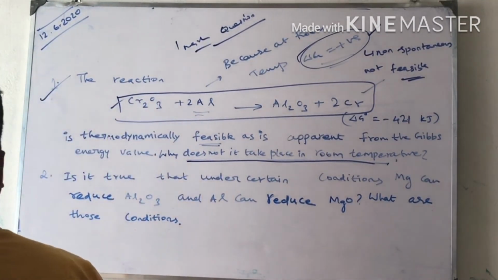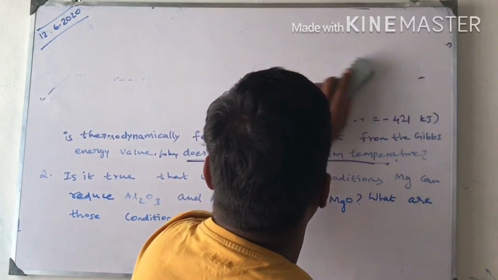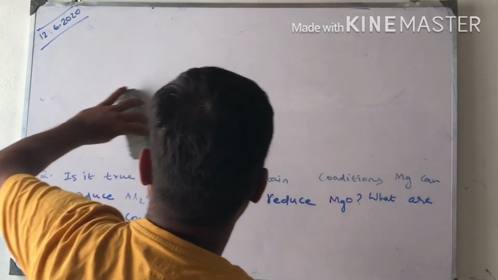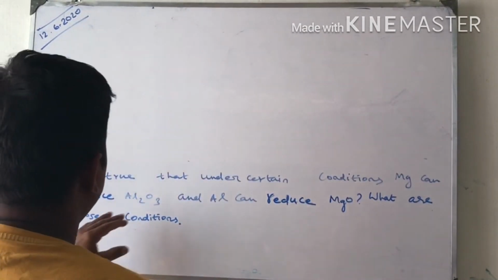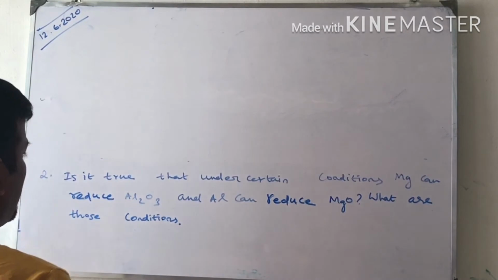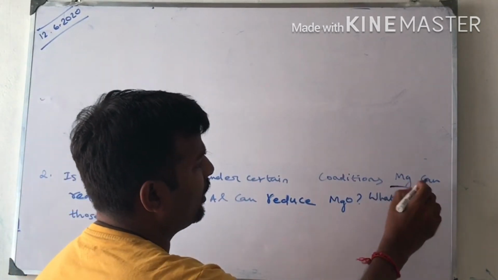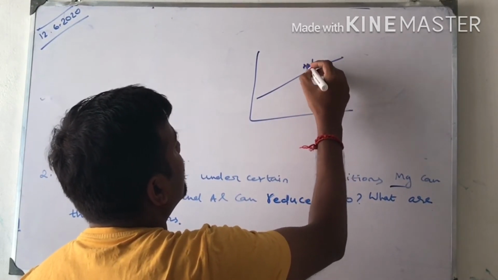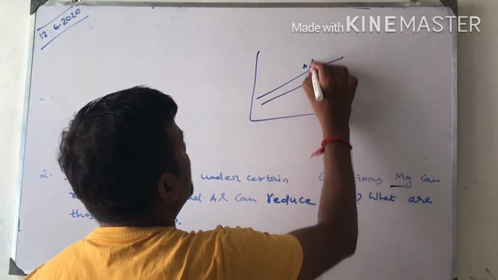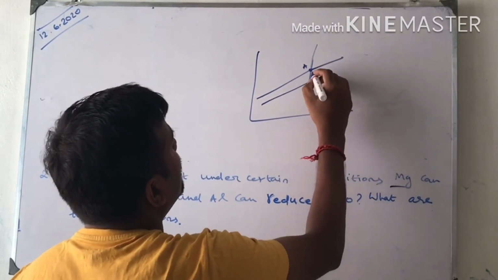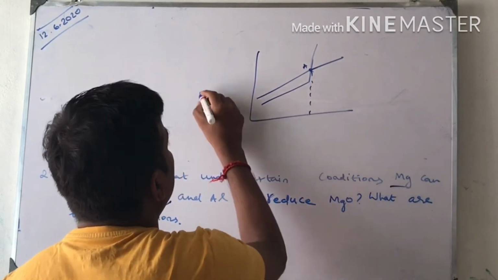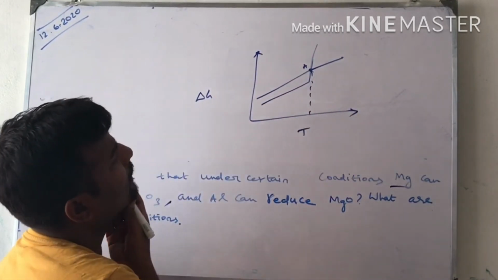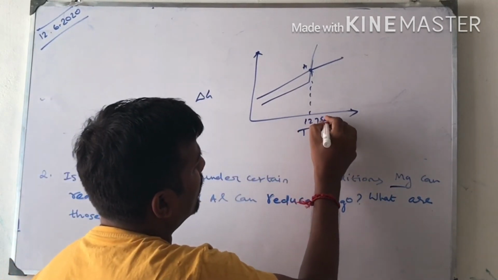Next question is, is it true that under certain conditions magnesium can reduce aluminum oxide? We learned in the Ellingham diagram that at this peak point A, the intersection, magnesium can reduce aluminum on the delta G versus temperature curve. In the Ellingham diagram, magnesium can reduce up to 1275 Kelvin.